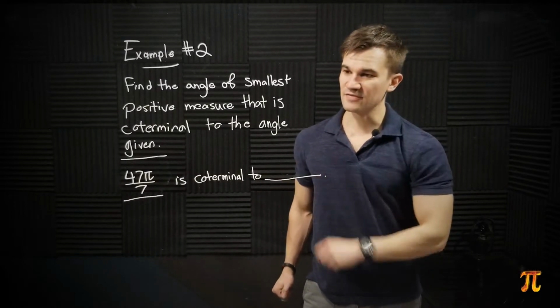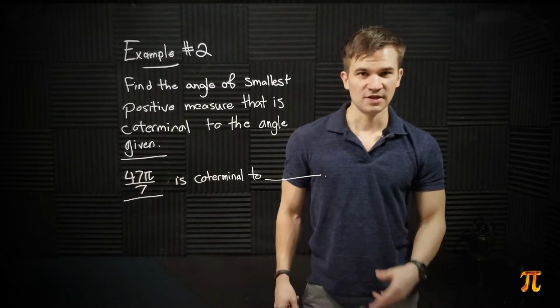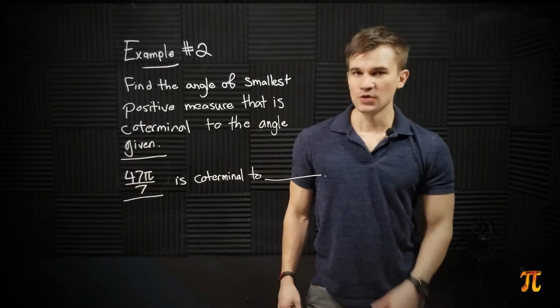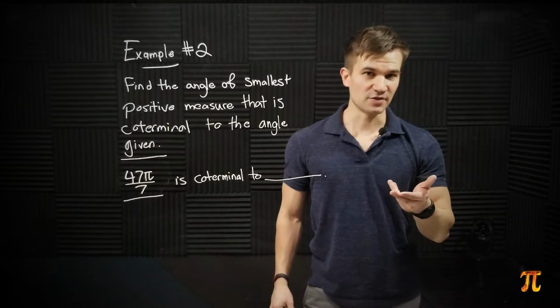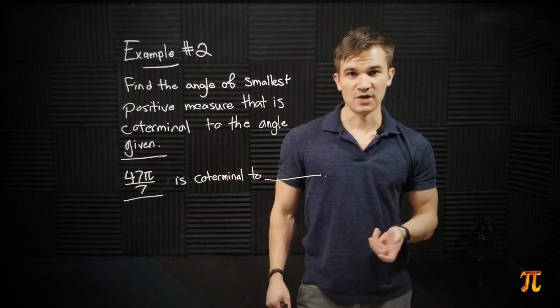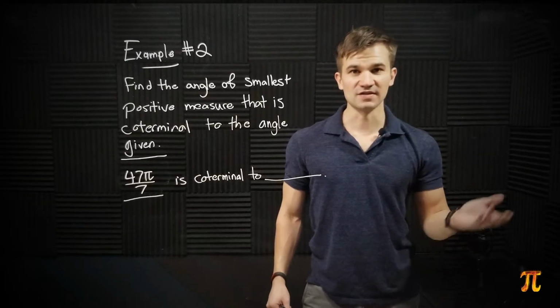Now again, here we have 47 pi over 7, and we're going to find an angle coterminal to that. We're in radians now, so instead of subtracting 360, we'll subtract 2 pi. And we're going to do that until we get a number that's positive and less than 2 pi.